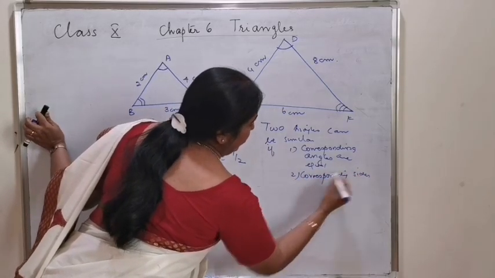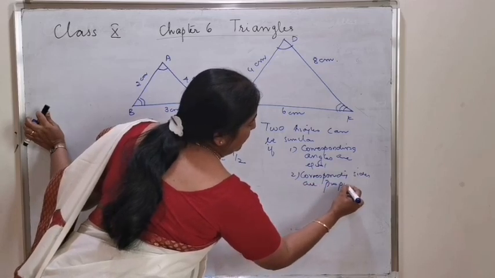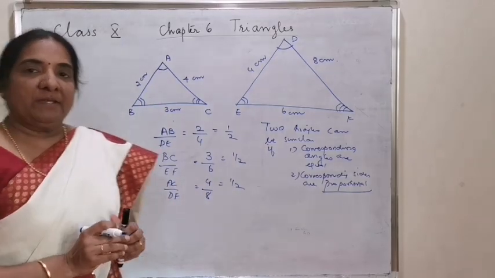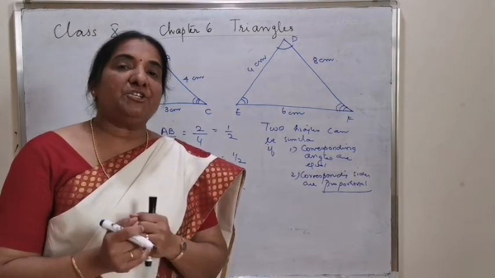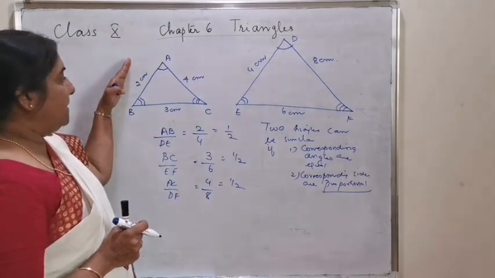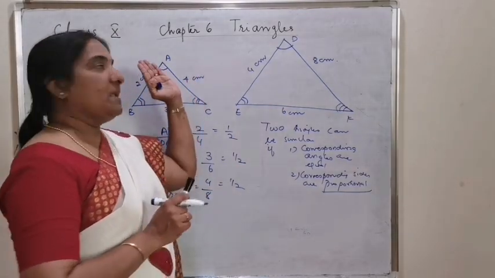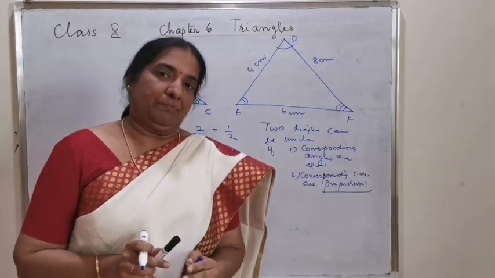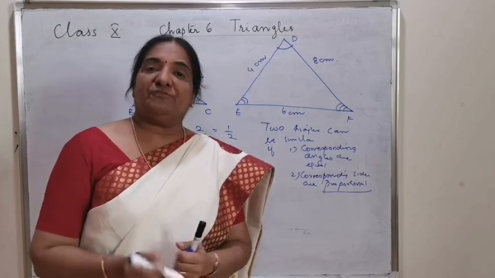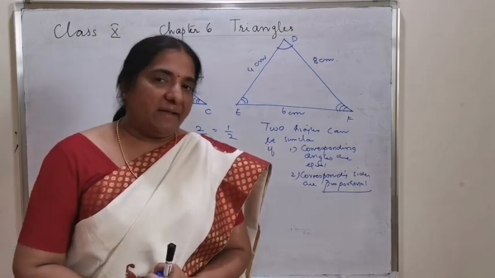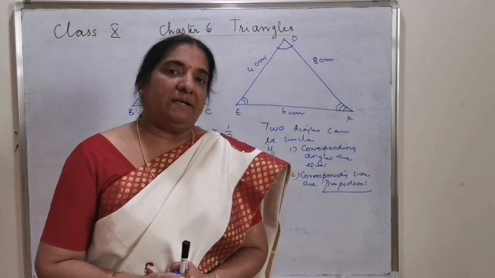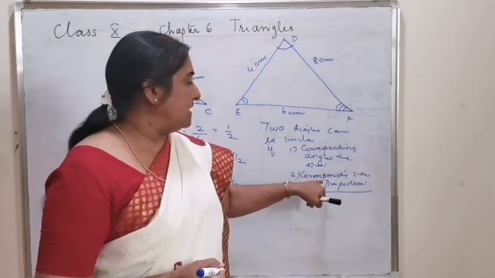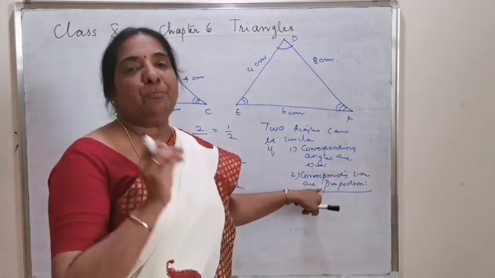The corresponding sides are proportional. The meaning of proportional is they are in the same ratio. That is, the sides AB, BC and AC have been magnified with the same ratio. Thus, the definition of similar triangles is: two triangles are said to be similar if the corresponding angles are equal and the corresponding sides are proportional.